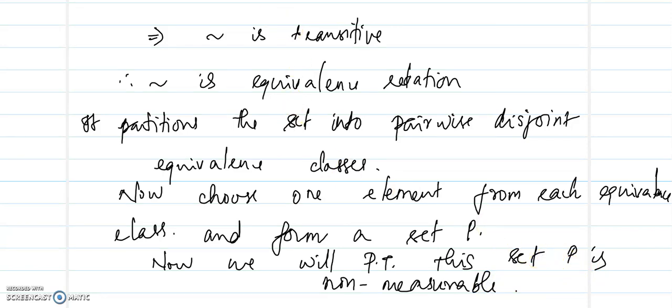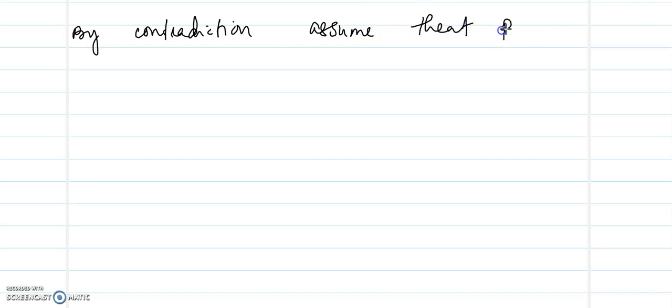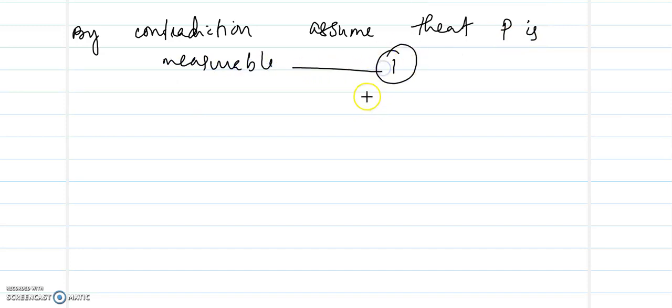Now the proof is by contradiction. So by contradiction, assume that P is measurable. Let us call this result 1. So we are assuming that P is measurable. Now let us obtain a contradiction.